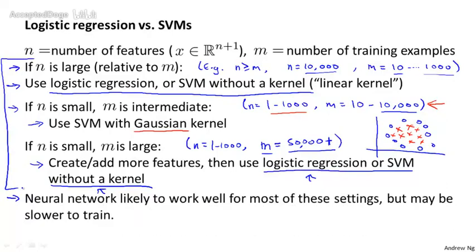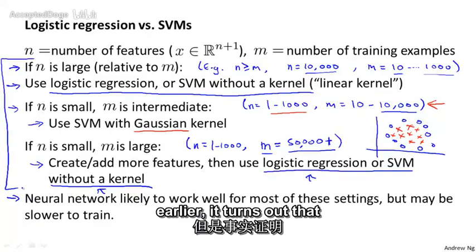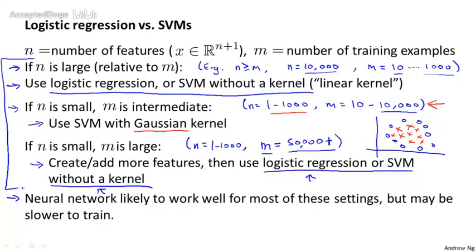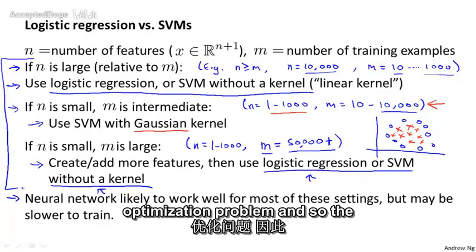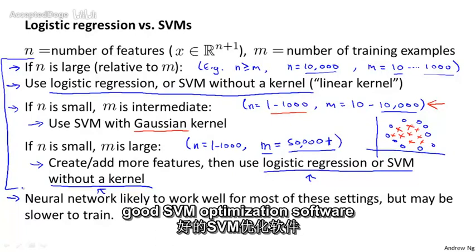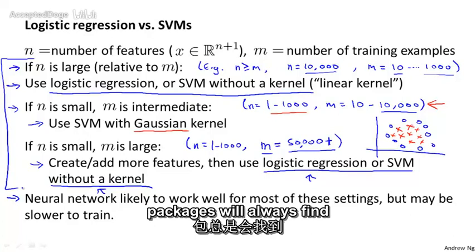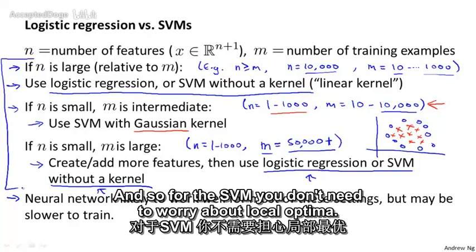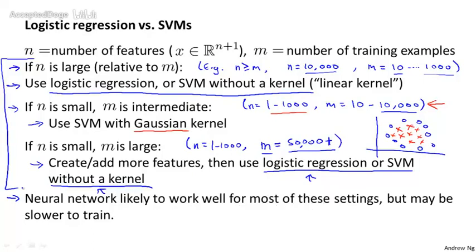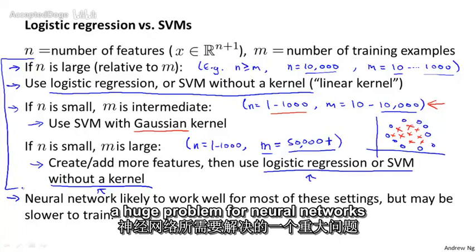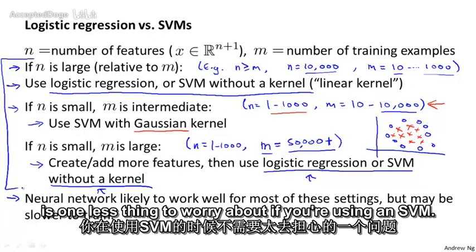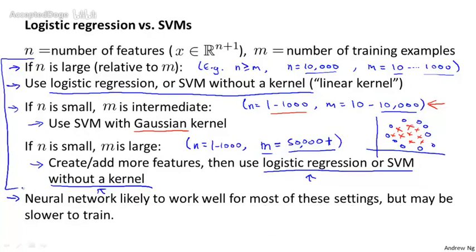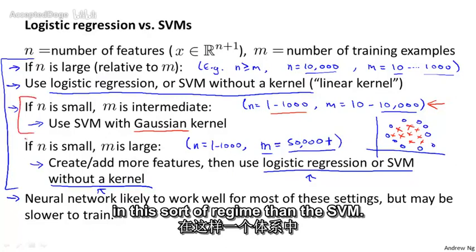And although we didn't show this earlier, it turns out that the optimization problem that the SVM has is a convex optimization problem. And so the good SVM optimization software packages will always find the global minimum or something close to it. So for the SVM, you don't need to worry about local optima. In practice, local optima aren't a huge problem for neural networks, but it's just one less thing to worry about if you're using an SVM. And depending on your problem, the neural network may be slower, especially in this sort of regime, than the SVM.